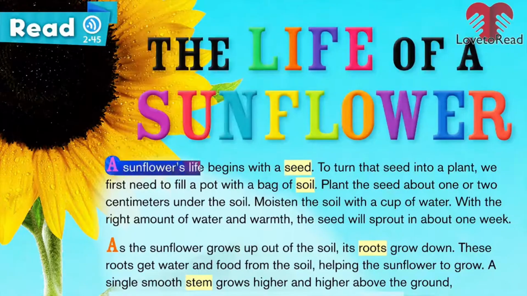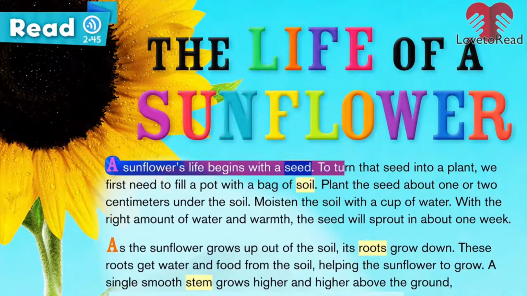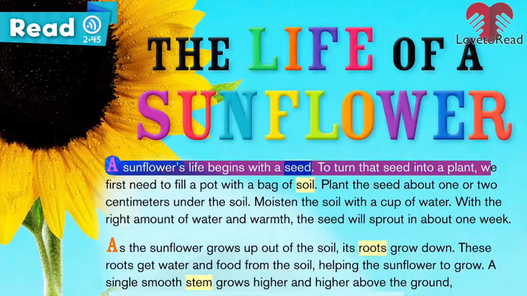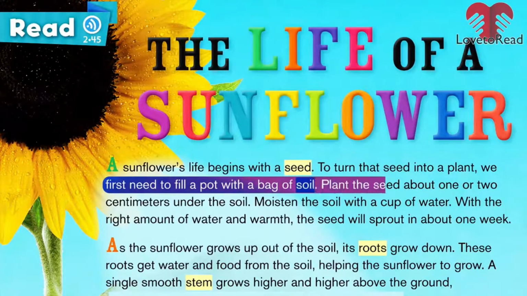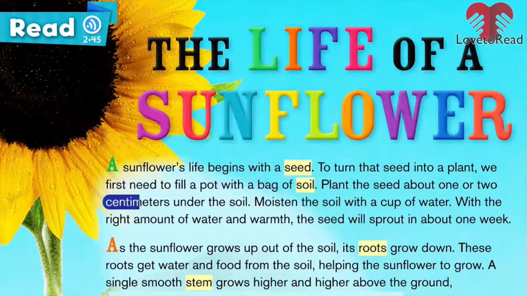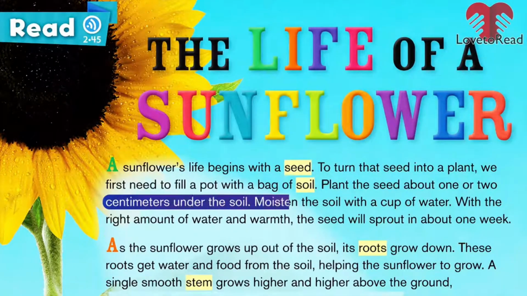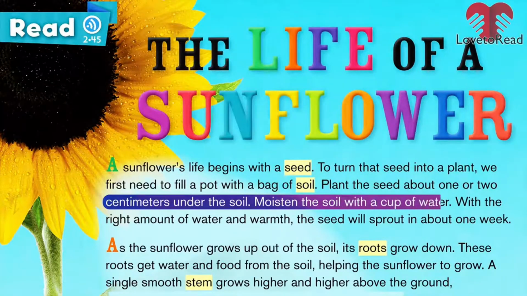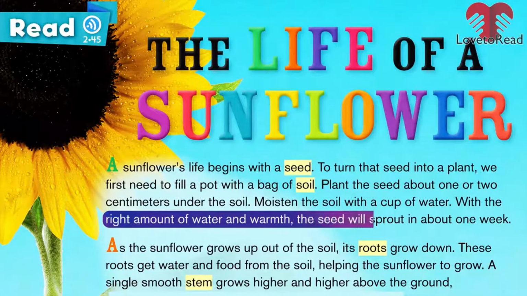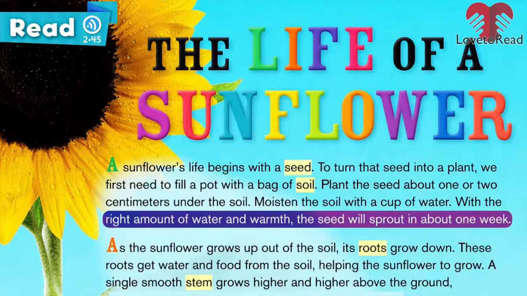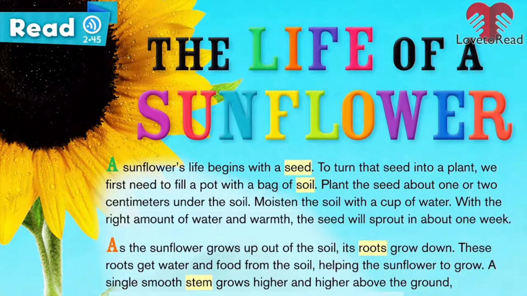A sunflower's life begins with a seed. To turn that seed into a plant, we first need to fill a pot with a bag of soil. Plant that seed about 1 or 2 centimeters under the soil. Moisten the soil with a cup of water. With the right amount of water and warmth, the seed will sprout in about 1 week. So, in the first paragraph, we discussed how the life of a sunflower starts. It starts with a seed. First, we grow it in the soil, and after 1 week, the seed will sprout.